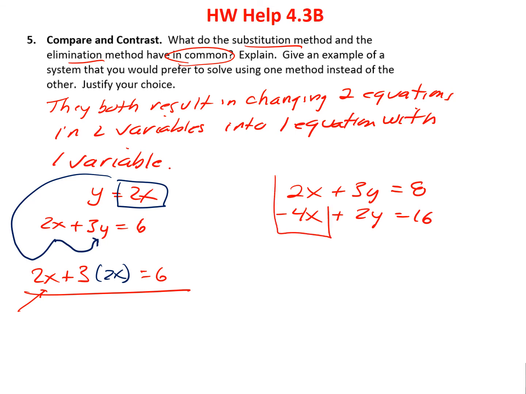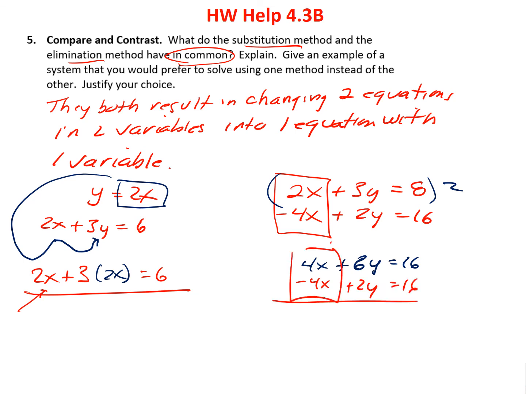But we could look here and go, oh, look, 2x and 4x. If I just multiply the top one by 2, then I would have 4x plus 6y equals 16. And then our other equation, minus 4x plus 2y equals 16. When we add them together, x is eliminated, and we end up with 8y equals 32. And now, once again, I have one equation and one variable that I can solve. So they both end up leading us to one equation and one variable. And you just have to look at it to see if it's easy to substitute; if so, do it. Otherwise, use elimination.